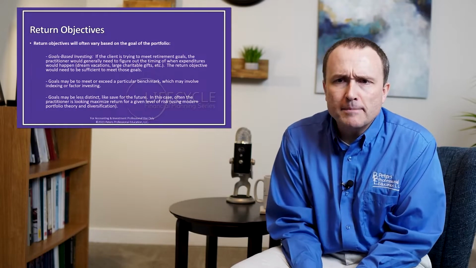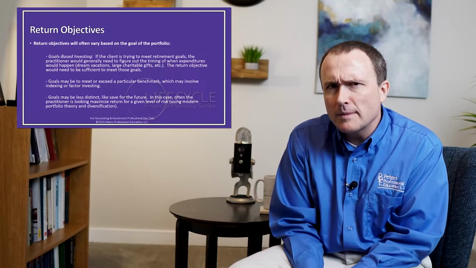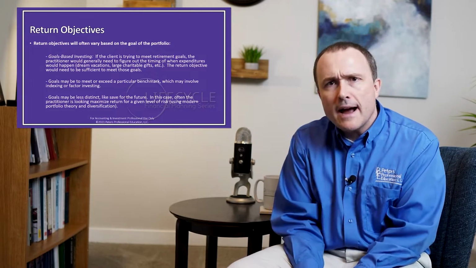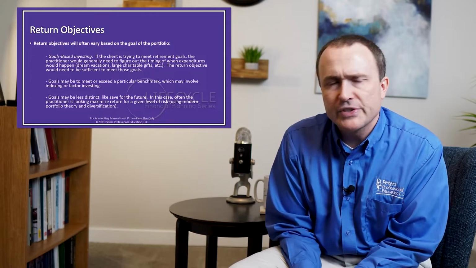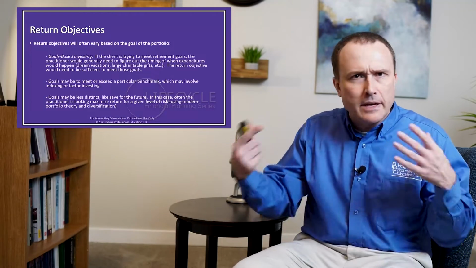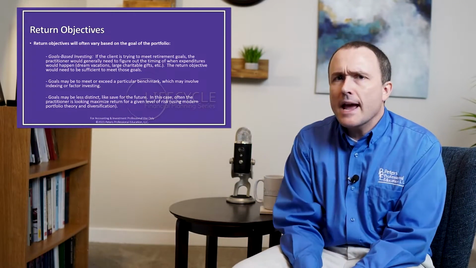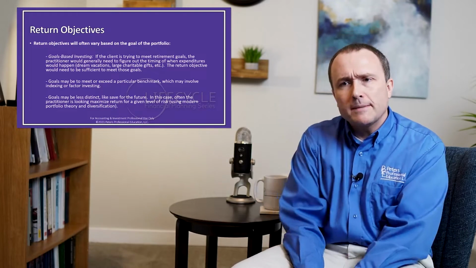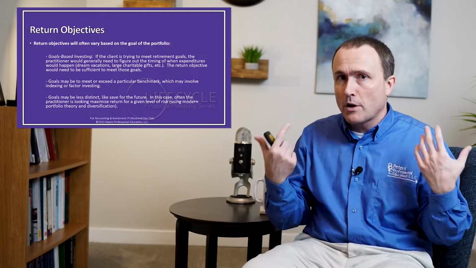Return objectives. So return objectives will often vary based on the goals of the portfolio. And so return objectives can really be just about anything. It can be, I want to retire by the time that I am 67. It can be things like, hey, I want to save up enough money so that my child can go off to a 4-year college. It can be things like, hey, I want to pay the mortgage off by the time I'm 50. It can be things like, hey, I want to be able to take a dream vacation at this particular point in time. Those types of things. All of those things are going to dictate what the return objectives of the portfolio are going to be, okay?